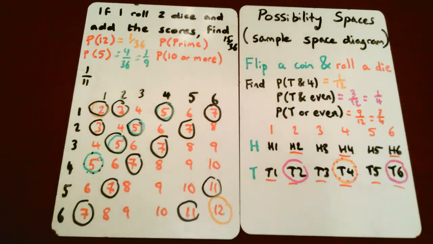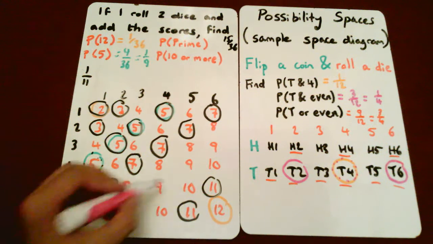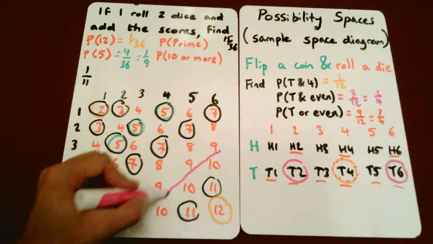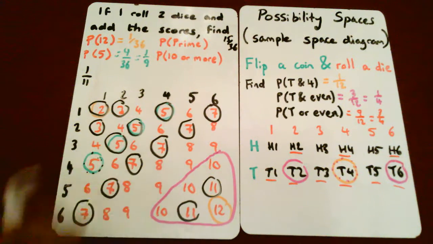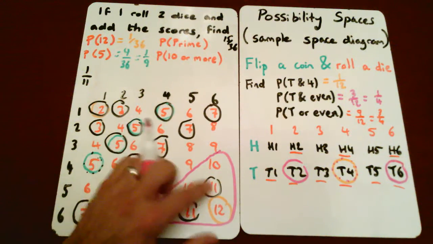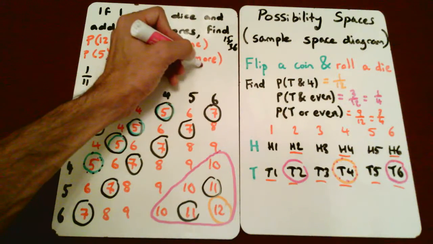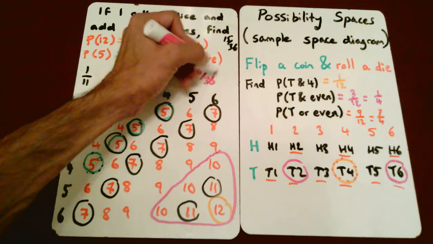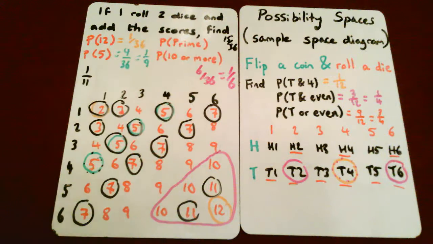Finally, the last one is the probability of getting a 10 or more. Well, 10 or more is everything to the right of this. That's 10 or more, which gives us 1, 2, 3, 4, 5, 6 out of 36, which is equal to 1/6. So what we've done there once again is draw this sample space diagram, or possibility space diagram, to show us all the different possibilities.